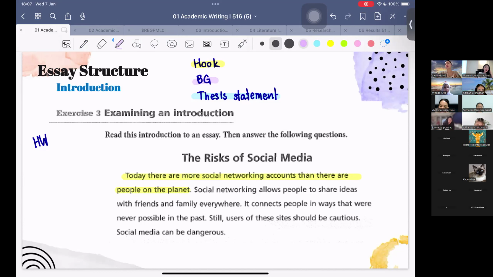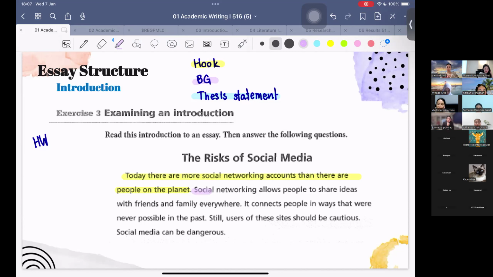However, in your introduction, you can have a couple more. So you don't have to have just one sentence for the hook. You can have two or three or four sentences for the hook. That's okay. The next one, background information. This is optional. If you want to write it, it's okay. If you don't want to, it's okay as well.